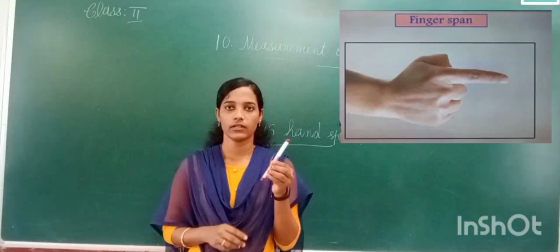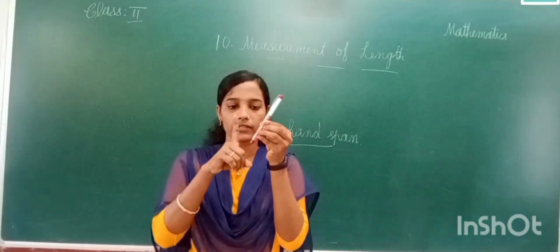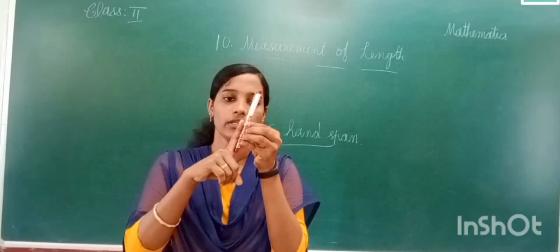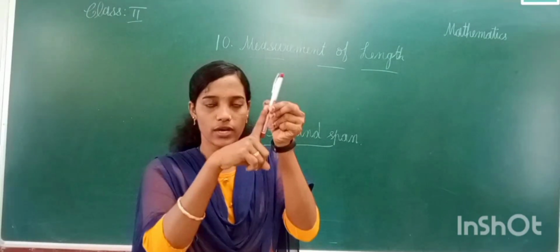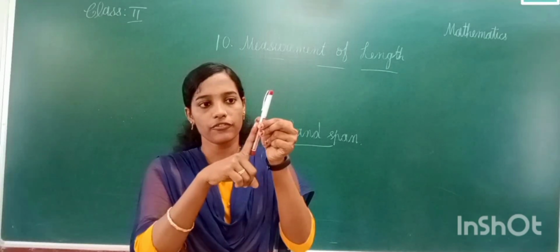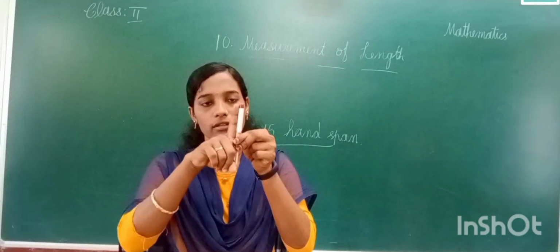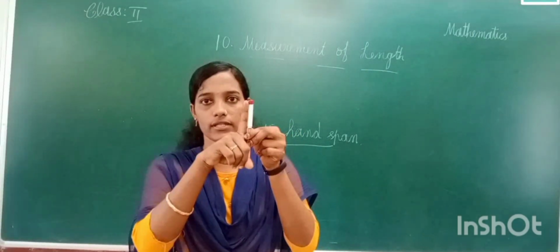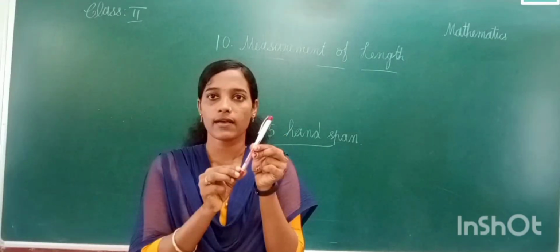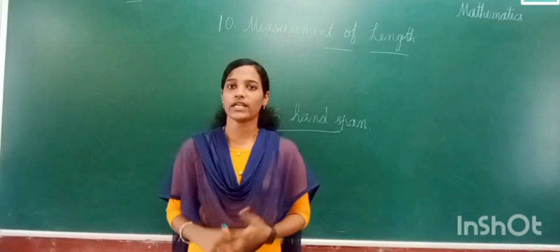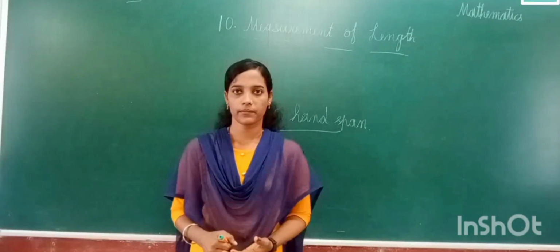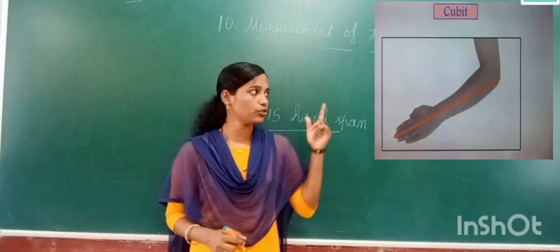Let us see. Now, I will place my finger from here to here. Then, I will mark it here. This is one finger span. Then, from here to here, this is 2 finger span. So, this pen measures 2 finger span long. Now let us see another method of measuring. Now this is called cubit.